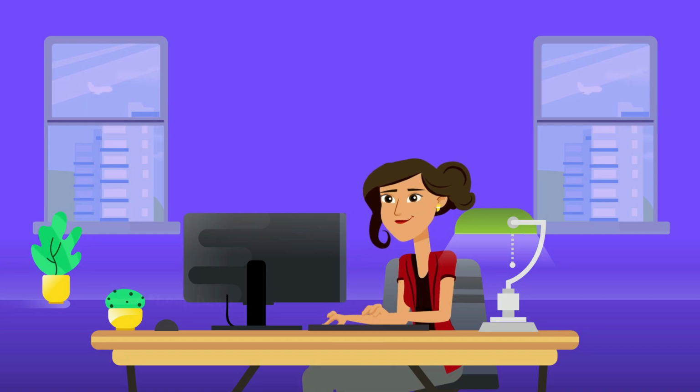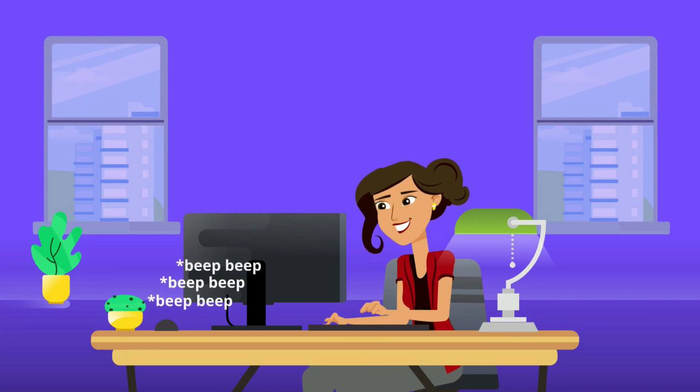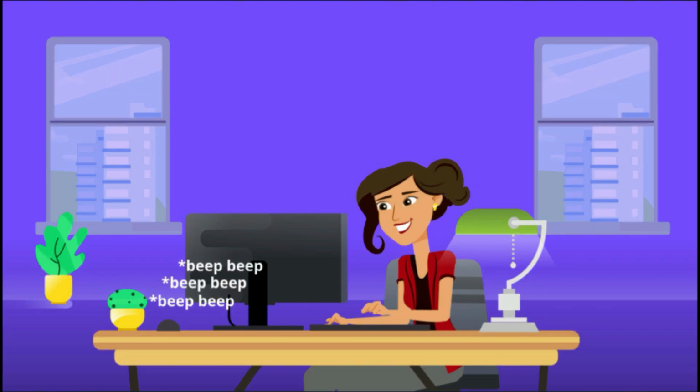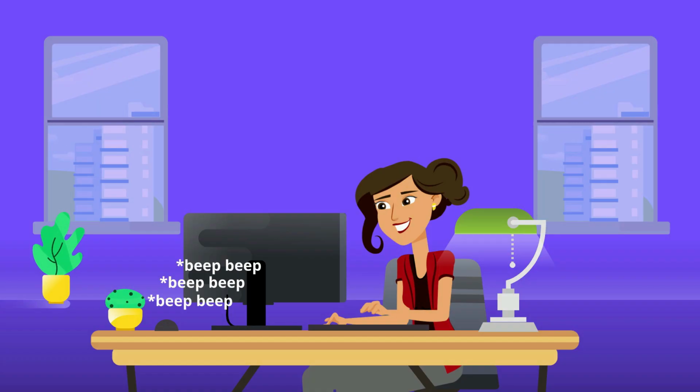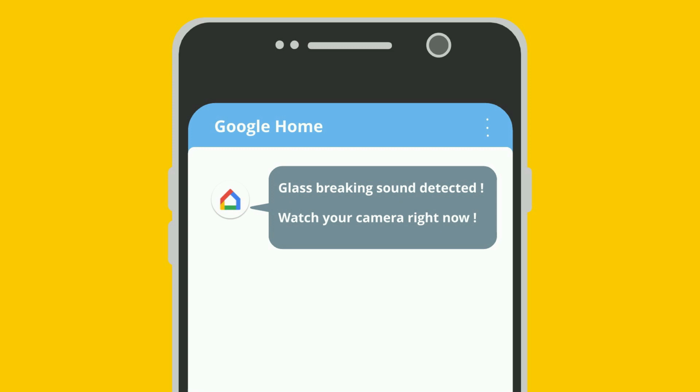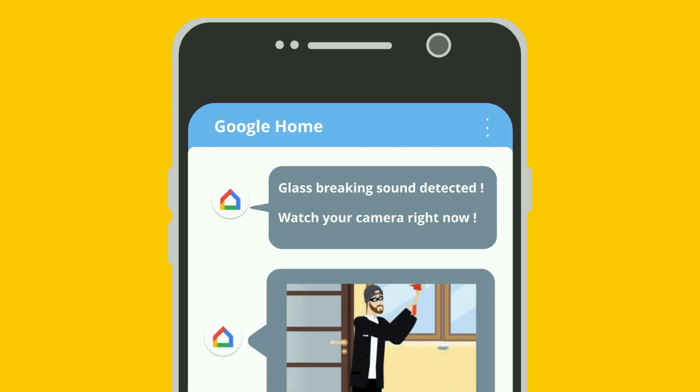Next, the homeowner will receive an alert notification no matter where he or she is, in the office or at home. And here, the owner can see the smart home sending an alert message that in his house, a very loud sound of broken glass is detected. And the owner can look at the camera and see the situation in his house.